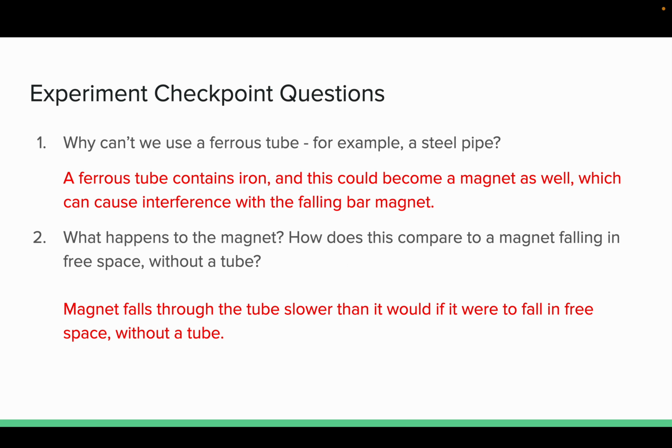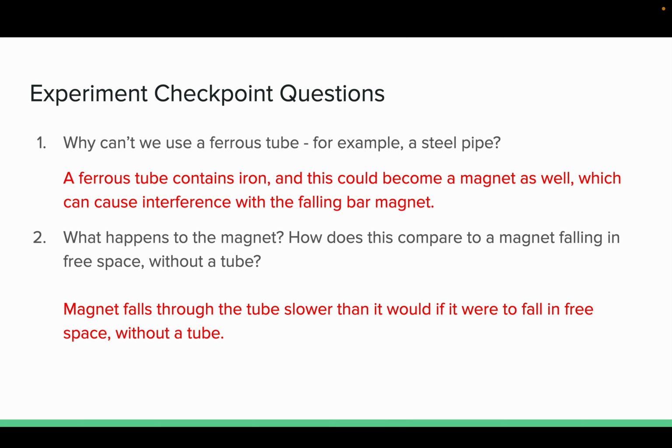So the experimental questions: why can't we use a ferrous tube, a steel pipe? We can't use it because it contains iron, and this could become an induced magnet, which can then interfere with the falling bar magnet and change the results.